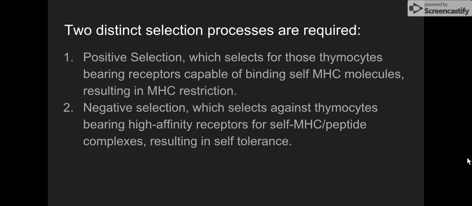The thymic epithelial cells found in the medulla express a diverse array of tissue-specific antigens. Some examples would be insulin or myelin basic protein, and that helps in the elimination. Individual thymic medullary epithelial cells express only some of these self-antigen proteins, and this expression is acquired in an apparently stochastic manner.